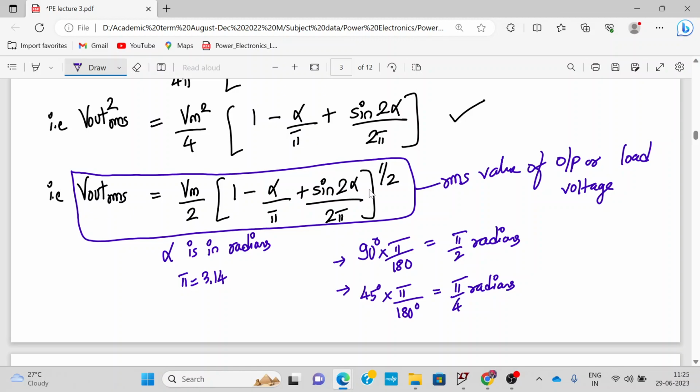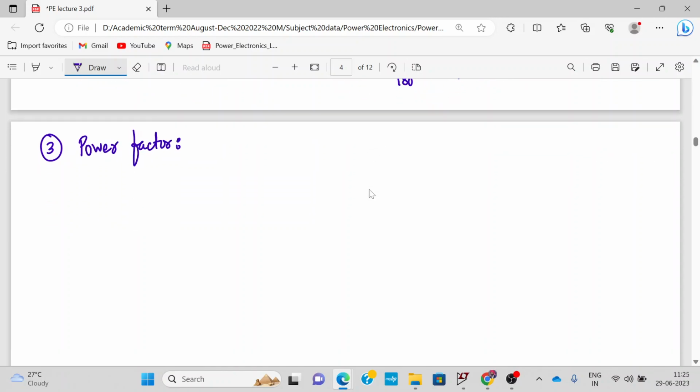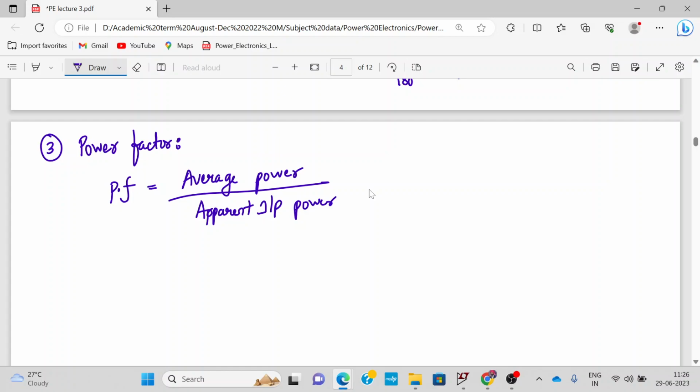Alright, so this is what we need to do for finding the expression of the RMS value of the output voltage. Now let's find out the power factor. That's the last thing to do for this lecture. Power factor, short form, we can write it as PF. It is defined as average power divided by apparent input power. So that will be given by P out divided by V in RMS into I in RMS.